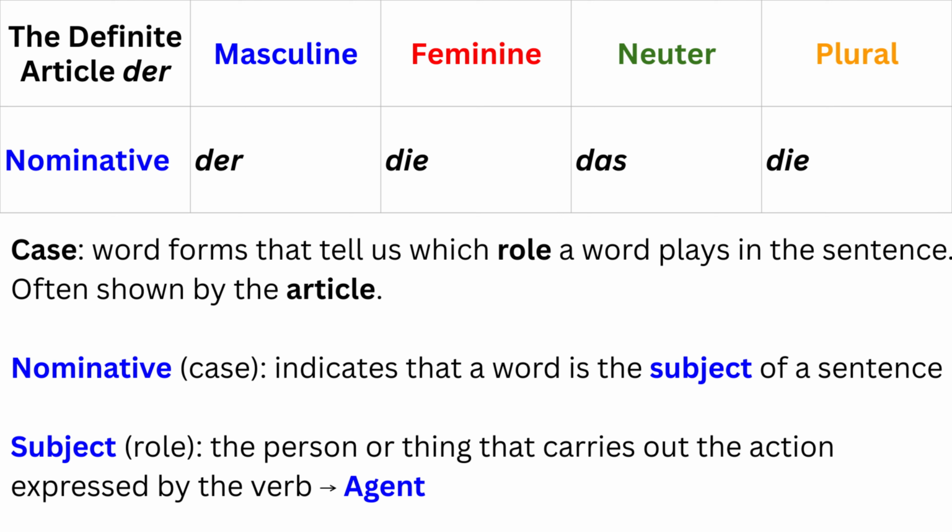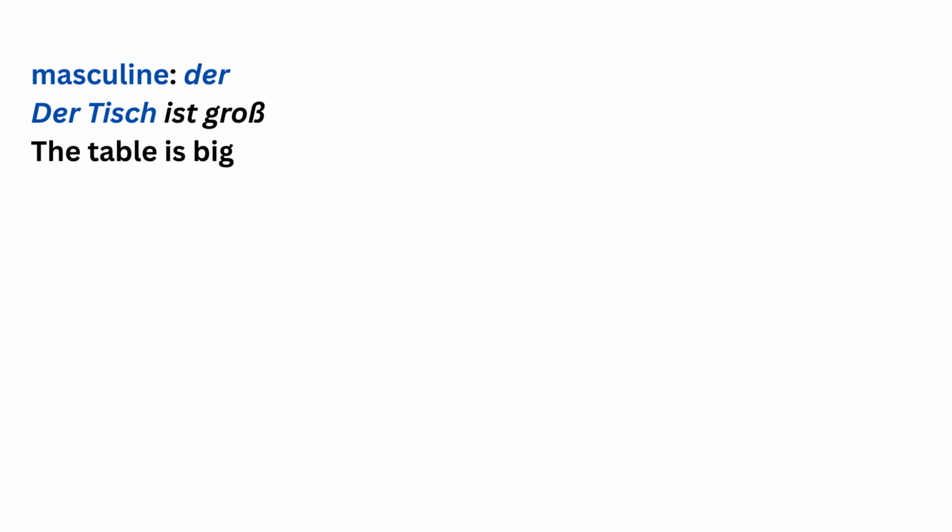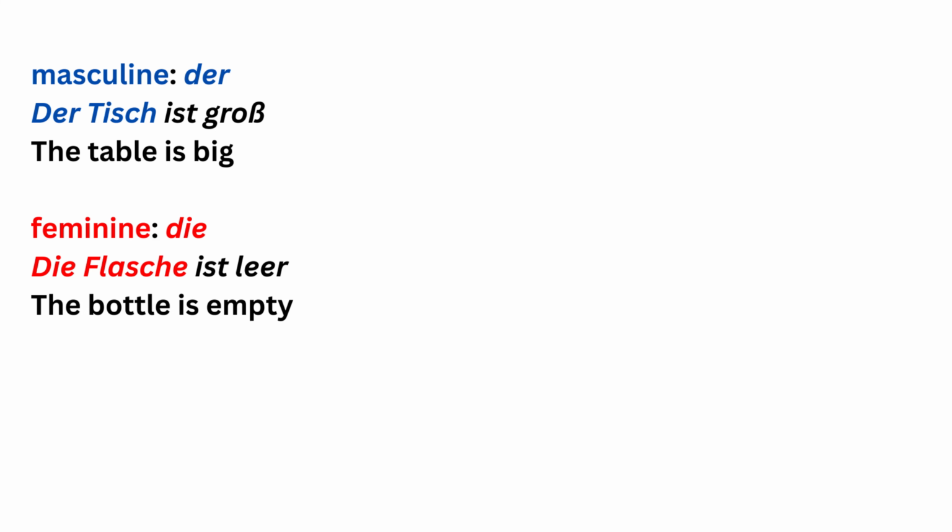Let's look at it in one example for each gender. Der Tisch ist groß. The table is big. Here, the table is what is doing the being, and therefore the subject, and therefore in the nominative case. Additionally, it is masculine. It might be surprising, but in German, inanimate objects can not only be neuter, but also masculine or feminine. The noun die Flasche in the next example, for instance, is feminine.